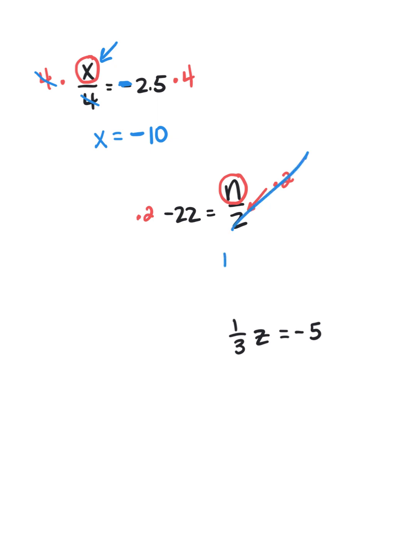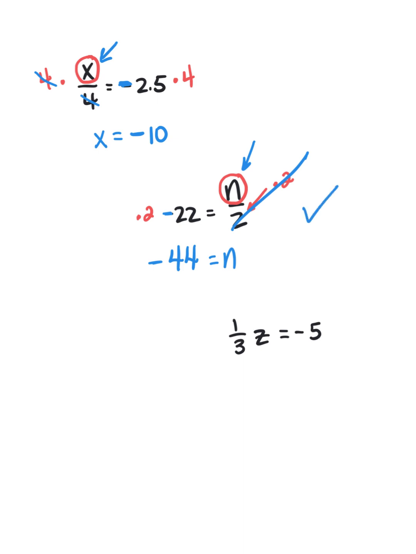These cancel out. We get n. -22 times 2. There's only one negative sign, so my answer is negative. And 22 times 2, well, multiplying by 2 is just doubling your number. So 22 times 2 is 44. So n is -44. So if we substitute it back, -44 divided by 2 is -22. So that's how we know we're right.